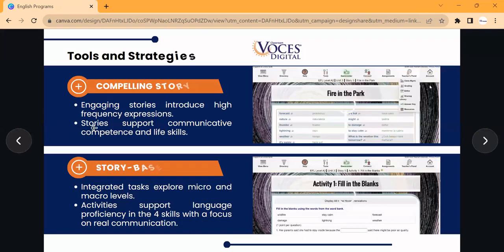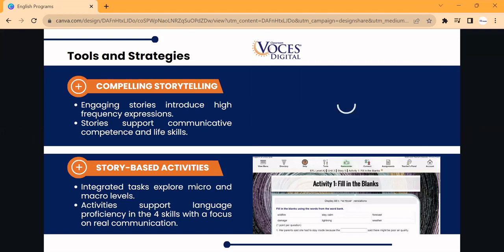So now I'm gonna give you a snapshot of some of the tools and strategies we use. Here you have compelling storytelling, and we are using engaging stories to introduce high frequency expressions. Our stories support communicative content, competence, and language and life skills. You will see here one of the stories that is Fire in the Park.